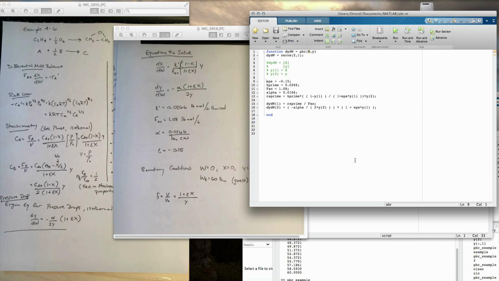Well, first I'll talk about the function because this is going to be pretty much the same for any solver in MATLAB. So first of all, you need to write a function that solves the right-hand side of the equation. So for this, I have dy dw, and you can call that pretty much whatever you want, equals PBR, and then I have the independent variable and the dependent variable. And in this case, we actually have two equations, so there's two dependent variables, but in MATLAB, you're only allowed to have one variable, so you have to do what I've done here.